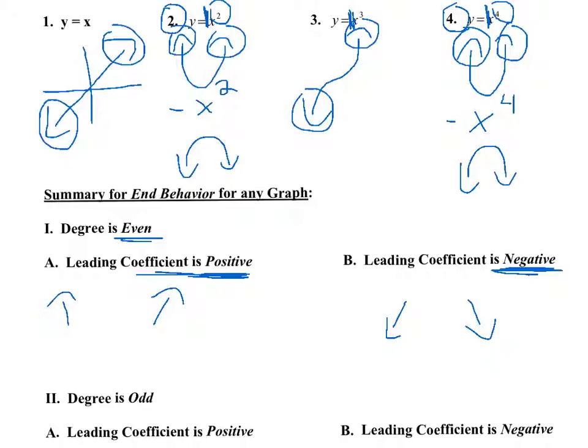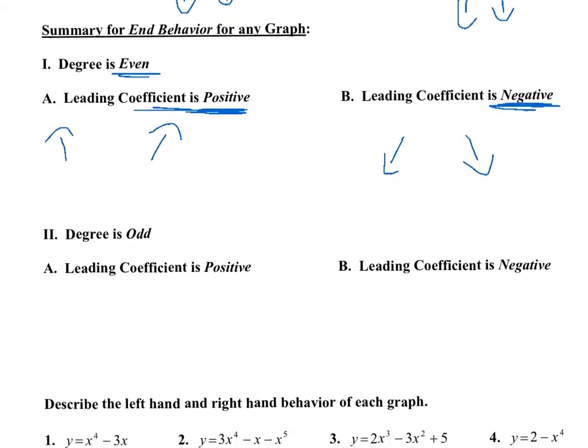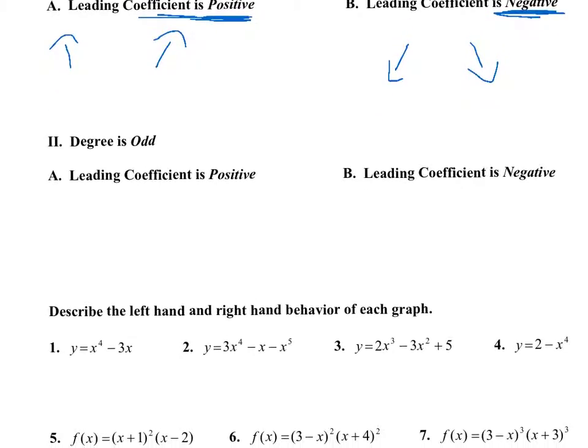All right, when we look at our degree as odd, so this is when it's number 1 and number 3, this is where they go opposite directions. Now, if your leading coefficient is positive, like here it's y equals 1x, and this is y equals 1x cubed, they go up left to right, so they go down to the left, and they go up to the right. So let's fill this in the chart. So if the degree is odd, we can say this just looks like the normal S-curve or a normal line that goes up left to right.